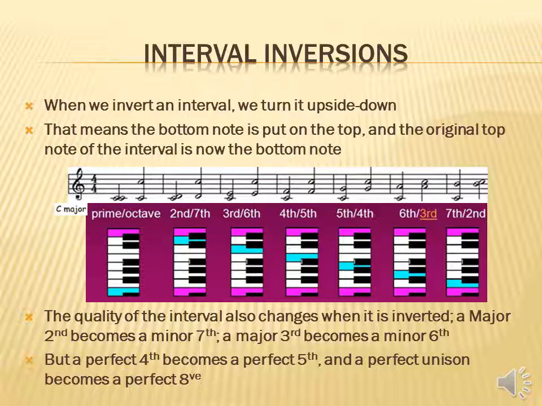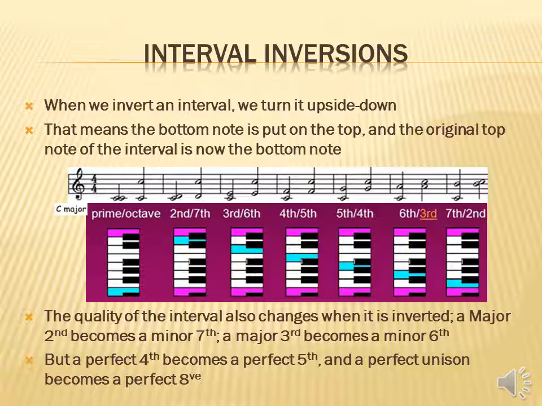Interval inversions. When we invert an interval, we turn it upside down. That means the bottom note is put on the top, and the original top note of the interval is now the bottom note. The quality of the interval also changes when it is inverted. A major second becomes a minor seventh. A major third becomes a minor sixth. But a perfect fourth becomes a perfect fifth, and a perfect unison becomes a perfect octave.